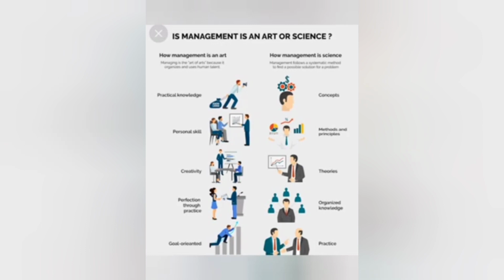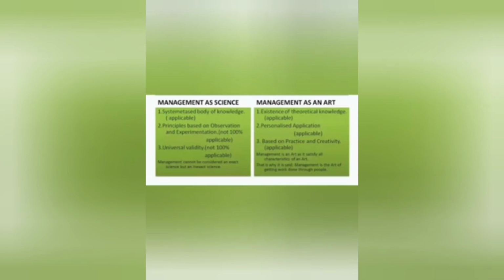And why it is a science of a kind, let's discuss. Because of the concept: every management has a concept. We need to follow certain kinds of principles, which is why it is a part of science. And it has theories. We do have a theory, and it is observed and experimented, and that is why it has universal applicability. We need organized knowledge of everything, and we need to keep on practicing. So that is why it is both art and science.